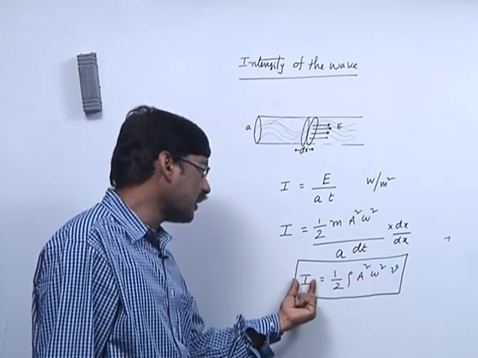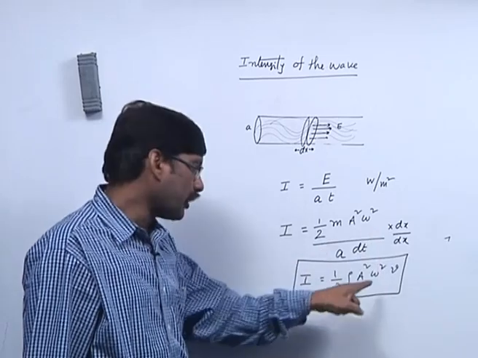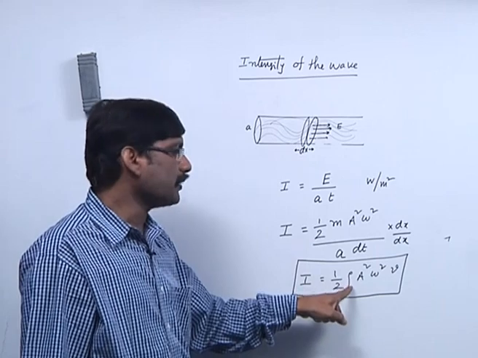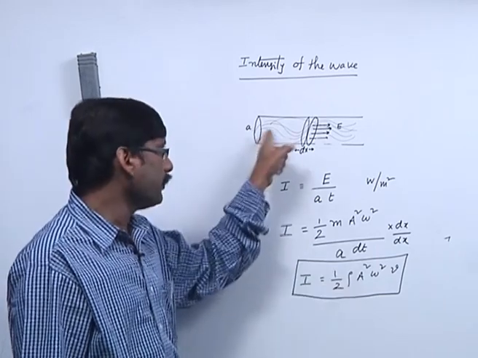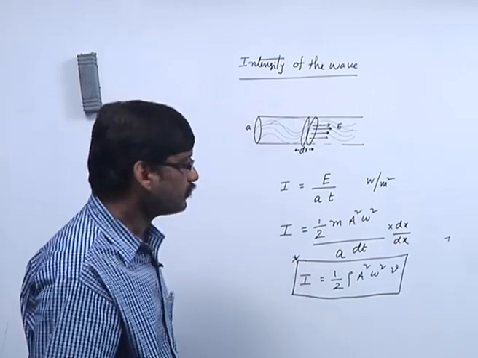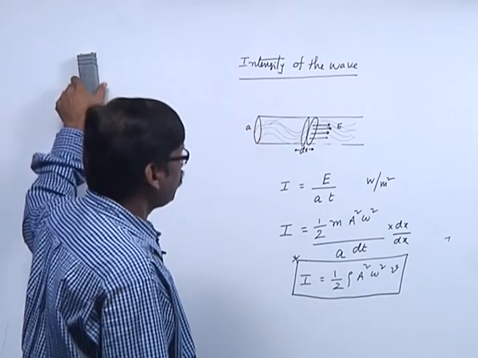So the intensity is directly proportional to the square of the amplitude and the square of the frequency, and depends on the velocity of the wave and also on the density of the medium. This is the expression for intensity of the wave. So this is all about the intensity of the wave.